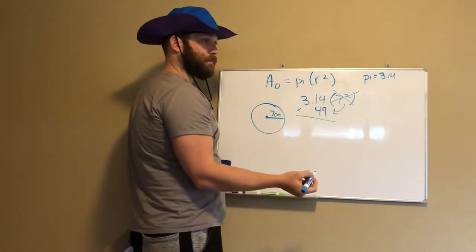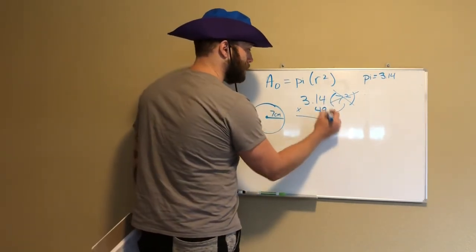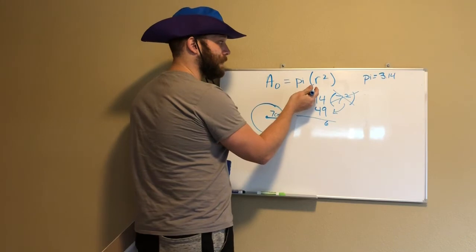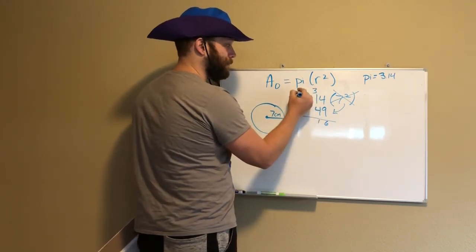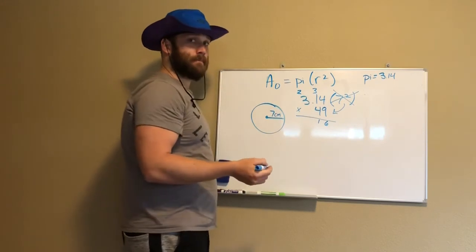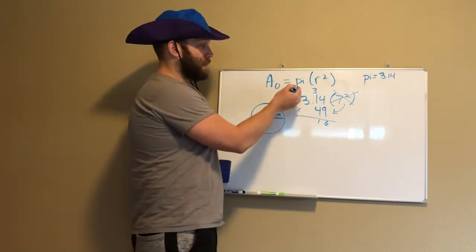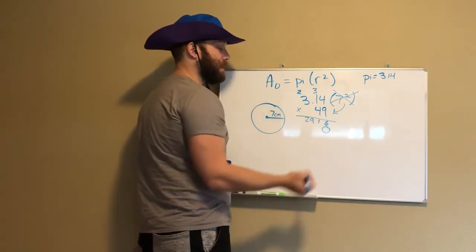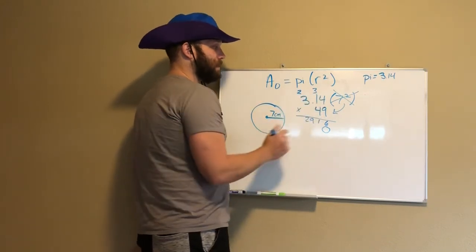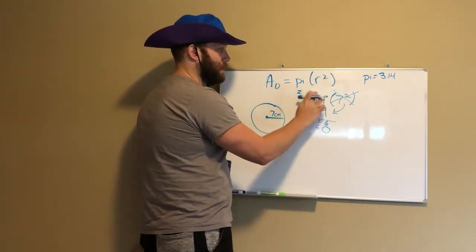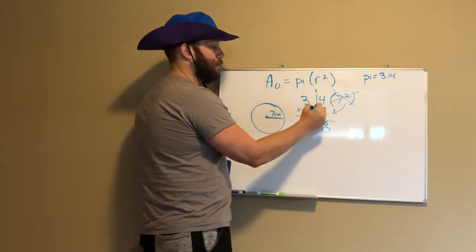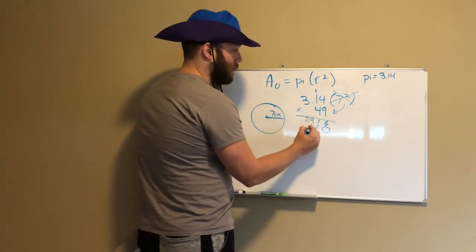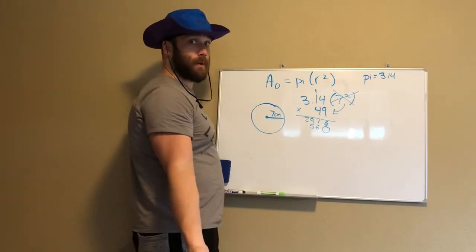9 times 4, 36. 9 times 1, 18. 19, 20, 21. 9 times 3, 27. 28, 29. Now I'm going to move to the tens place, but before I do, I need to put in that 0. 4 times 4 is 16. Erase that. 4 times 1. 4 plus 1 is 5. And 4 times 3, 12.